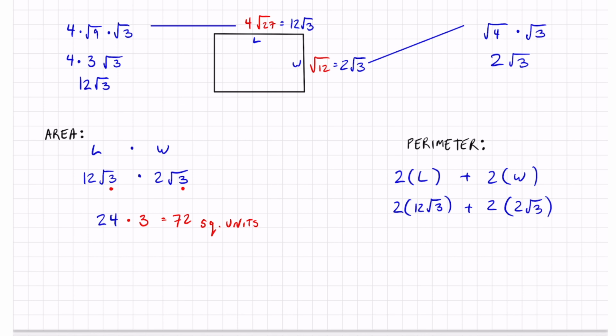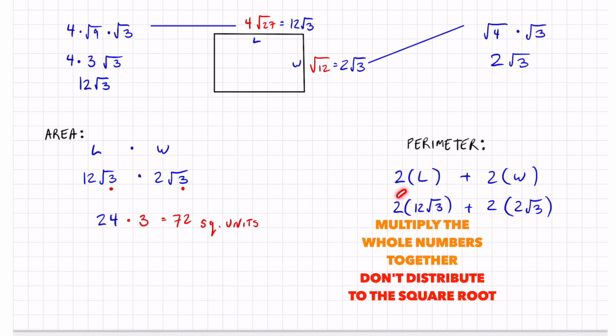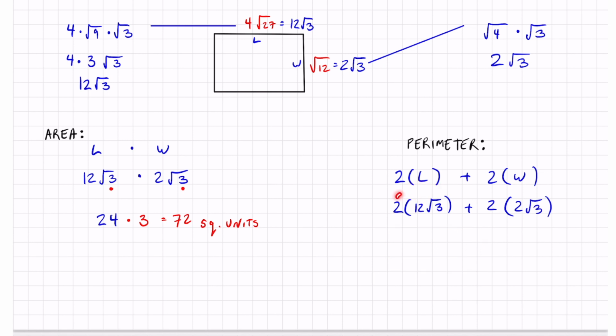Simplify further. If I am multiplying by a whole number, then whole numbers go with whole numbers with square roots. So do not distribute it to the 3. That is wrong. It's just 2 times 12, which is 24, and then drop down that square root of 3. Doing the same thing for the second term. 2 times 2 is going to be 4 square root of 3.